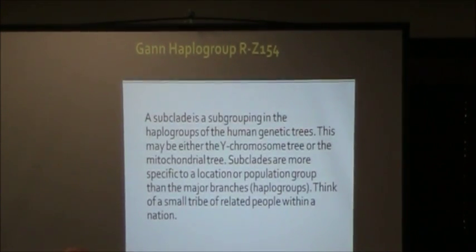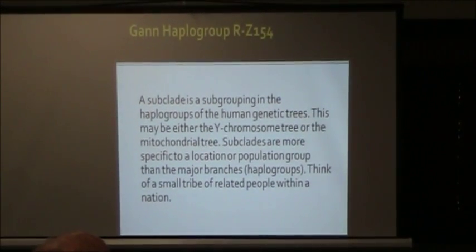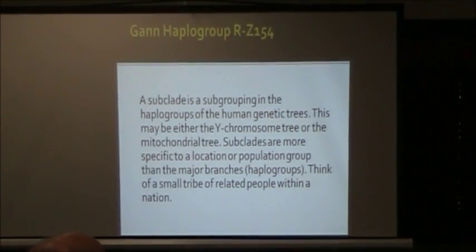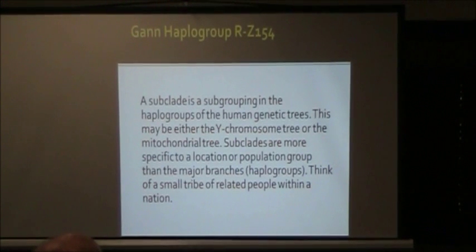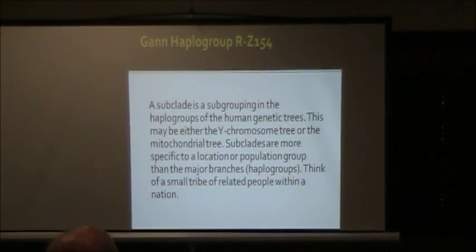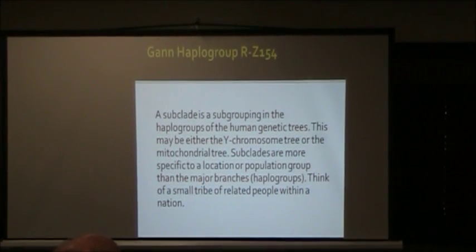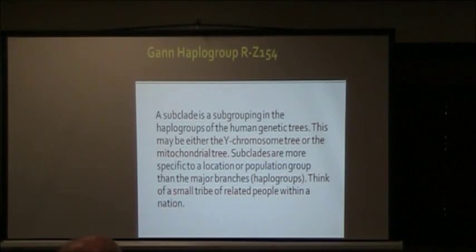A subclade is a subgrouping in the haplogroups of human genetic trees. They call them phylotrees or phylogenetic trees. This may be either the Y chromosome tree or the mitochondrial tree, your maternal side. Subclades are more specific to a location or a population group than the major branches, the haplogroups. Think of a small tribe of related people within a nation.